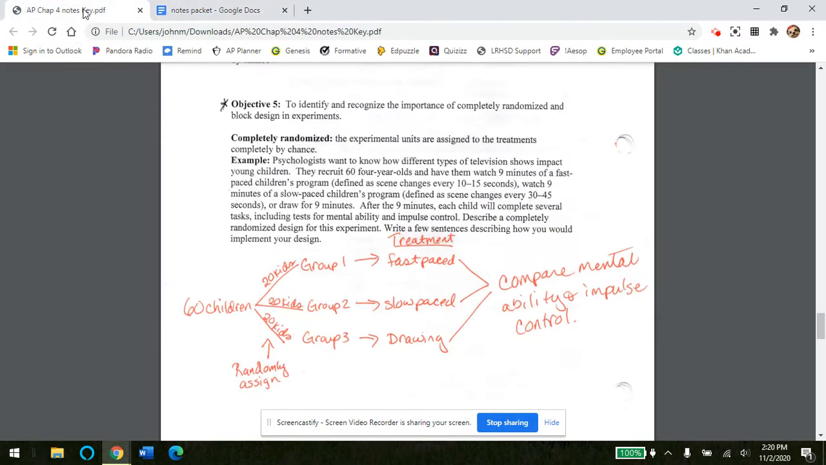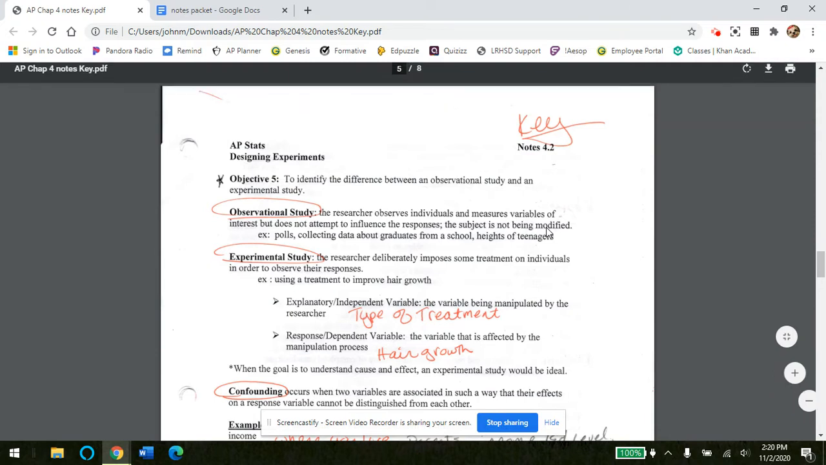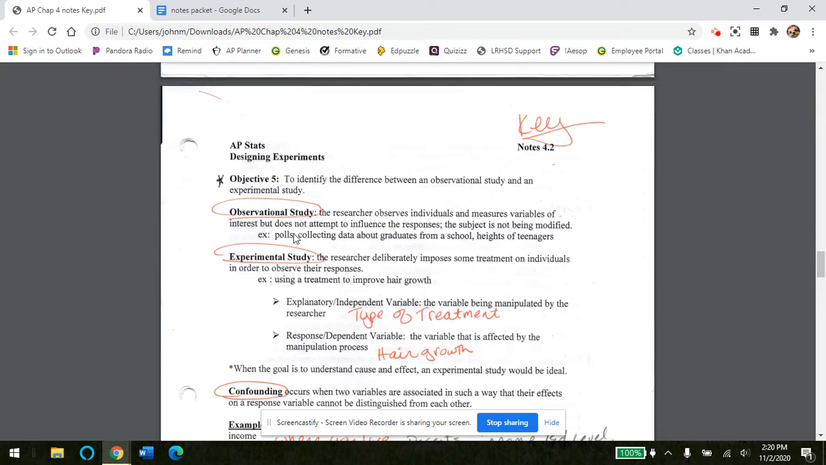So, an observational study is when the researcher observes individuals and measures variables of interest, but does not attempt to influence the responses. The subjects are not being modified. There is zero manipulation. Okay, no variables are being manipulated. So, polls, collecting data about graduates from a school, heights of teenagers, just filling in surveys, no manipulation whatsoever is going to be there. Okay.